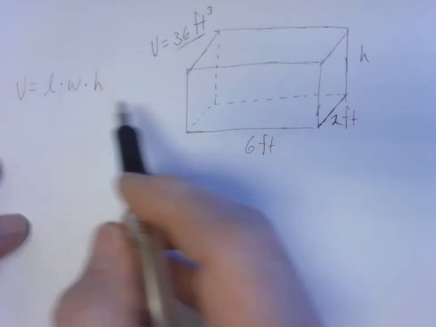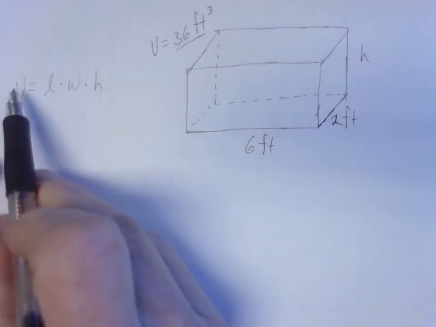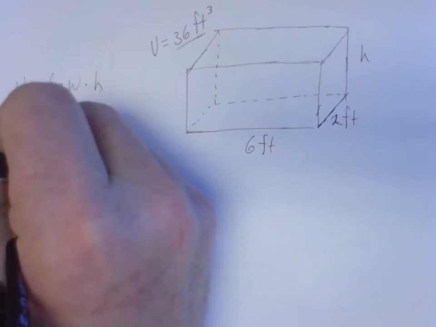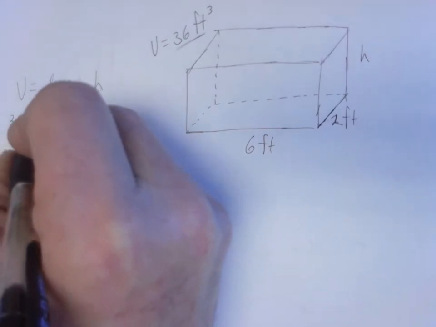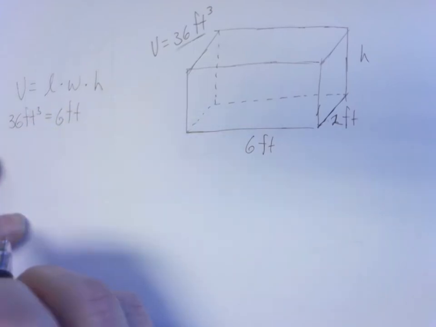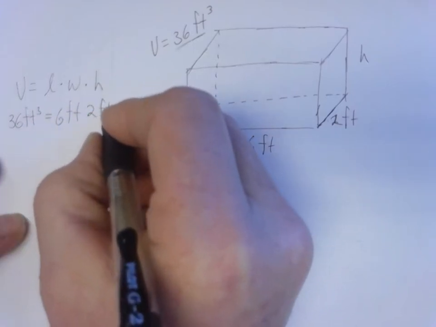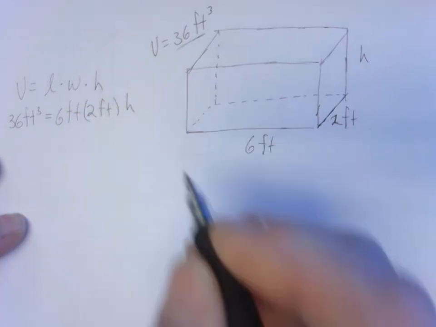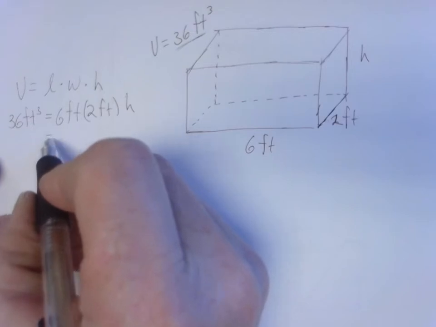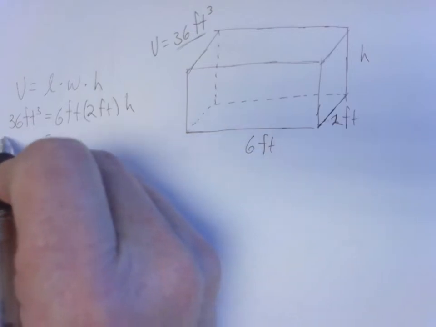If you think about this formula, we're given 3 of the 4 variables. We know what we want our volume to be, 36 cubic feet. We know the length has to be 6 feet, and the width has to be 2 feet. And we're simply looking for the height. Okay? So I wanted to point this out one more time here.